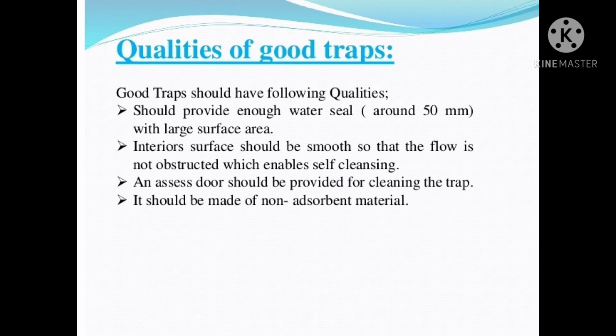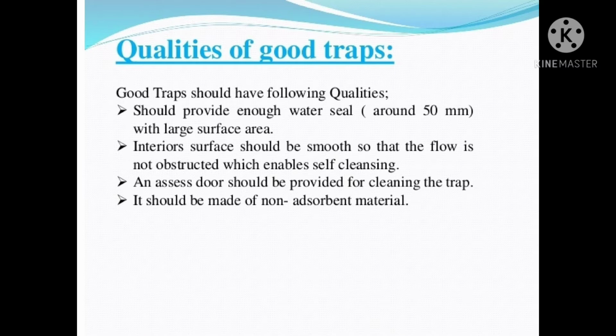Next one, qualities of a good trap. A good trap should have the following qualities. It should provide enough water seal, around 50 mm, with a large surface area. The interior surface should be smooth so that the flow is not obstructed, which enables self-cleansing. An access door should be provided for cleaning the trap. It should be made of non-absorbent material.